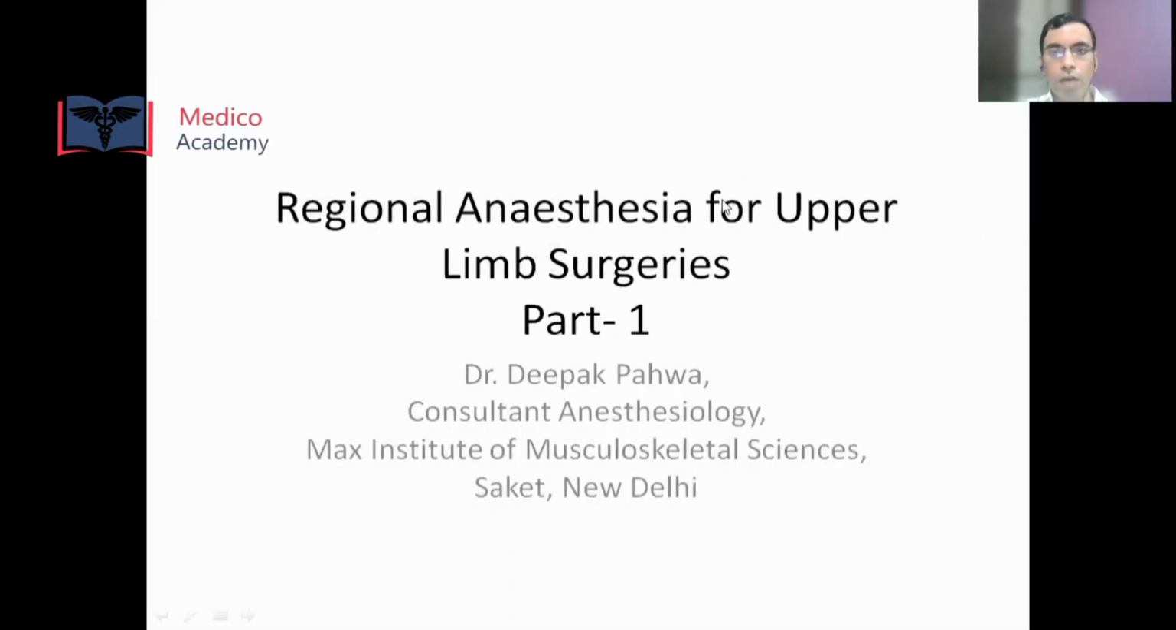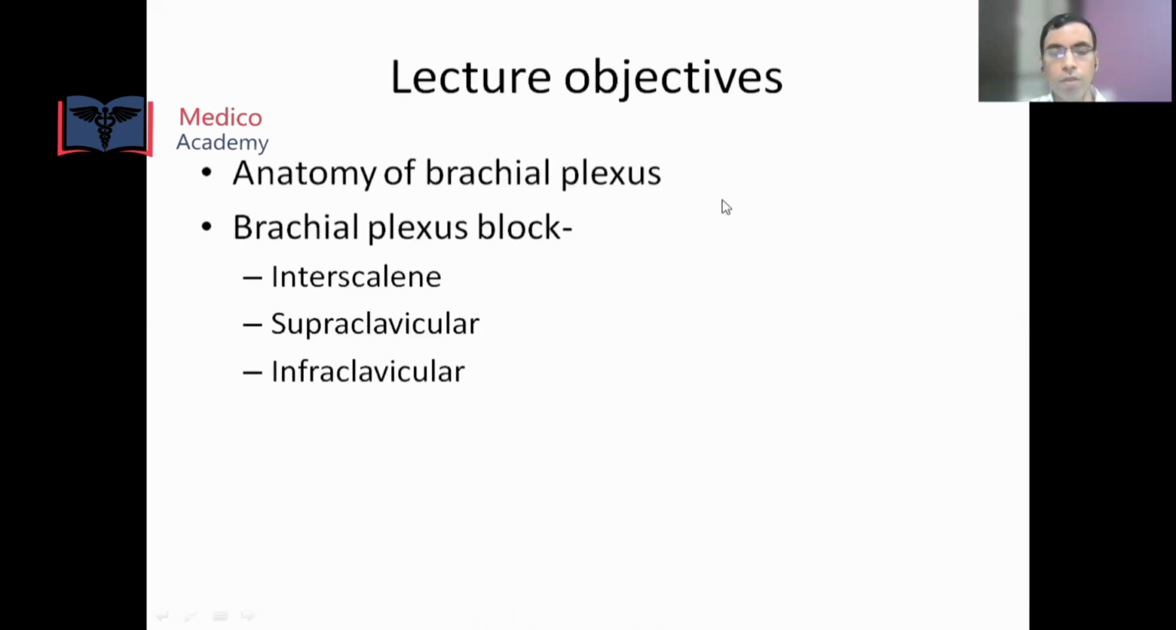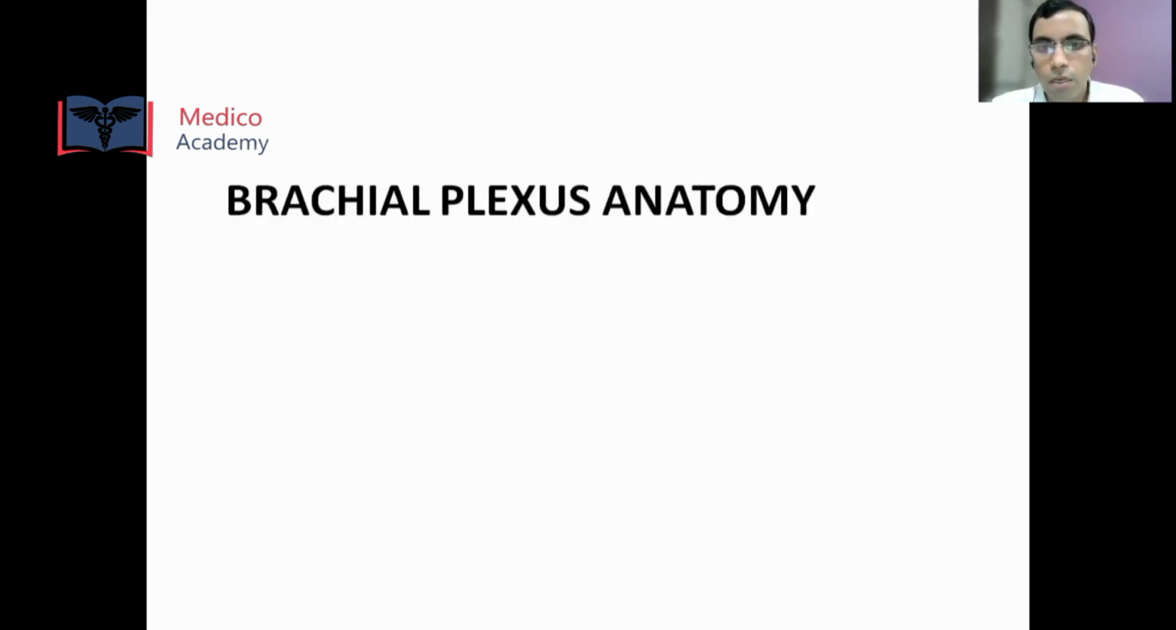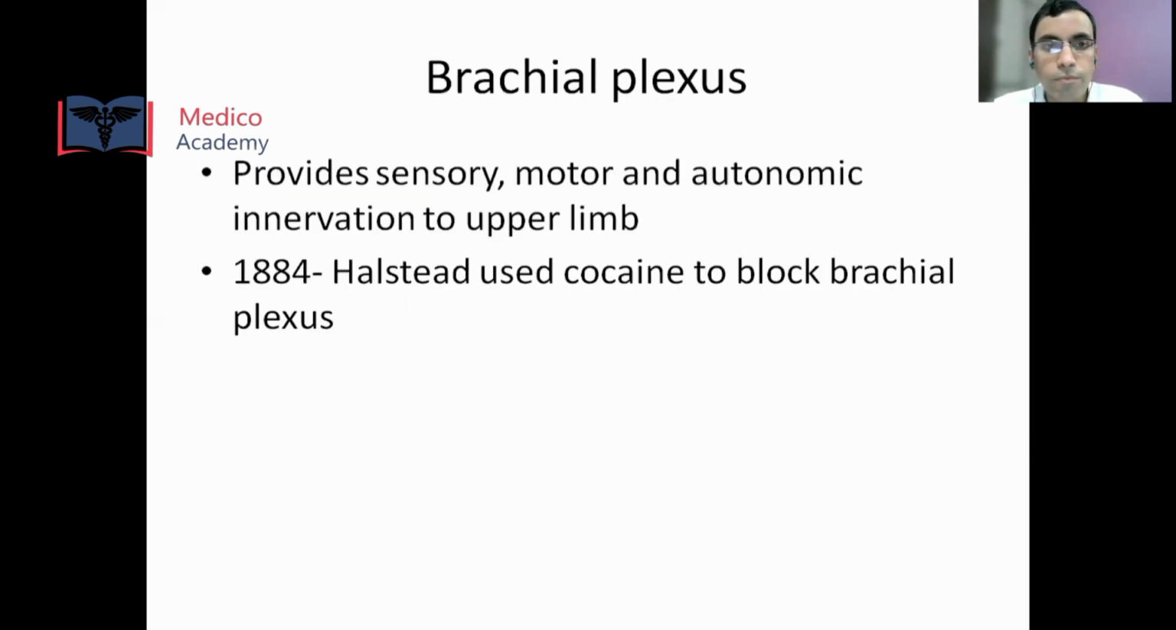Everyone, I am Dr. Deepak Pahwa, and this is the first lecture of our series on regional anesthesia for upper limb surgeries. The objectives of today's lecture include anatomy of brachial plexus, the brachial plexus block at interscalene level, the supraclavicular level, and the infraclavicular level. First of all, to start with the anatomy of brachial plexus.